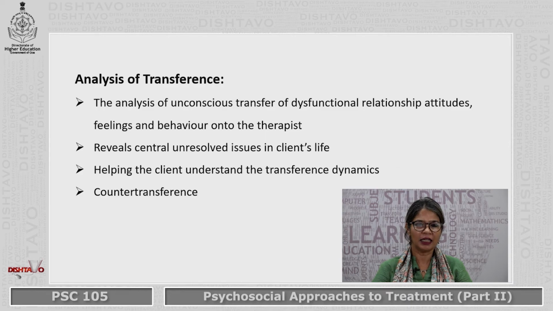The third technique is analysis of transference. This is a very powerful technique because you look at the unconscious transference that takes place from the client onto the therapist. These unconscious transferences are actually transferences of dysfunctional relationships the person has, with regard to attitudes, feelings, and behaviors. It reveals central unresolved issues in clients' lives and helps the client understand the transference dynamics. In the process of transference, the therapist must use the skill of counter-transference to help the person deal with and become aware of these underlying dynamics.